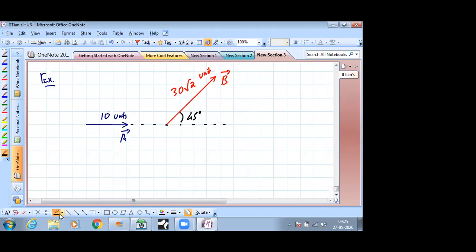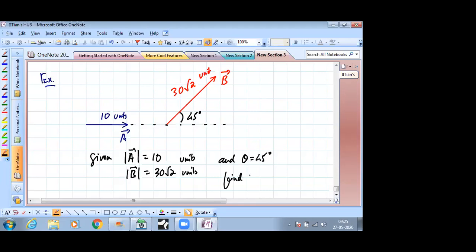So the magnitude of A is 10, magnitude of B is 30 root 2. And as you can see, this angle theta is 45 degrees. So we want to find this. Just work this out quickly, people.